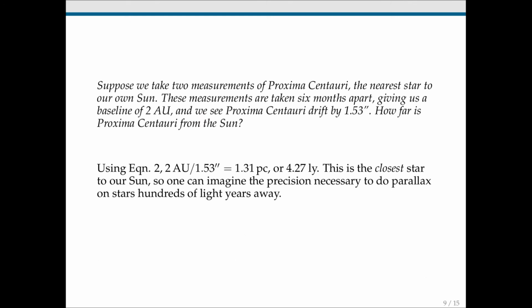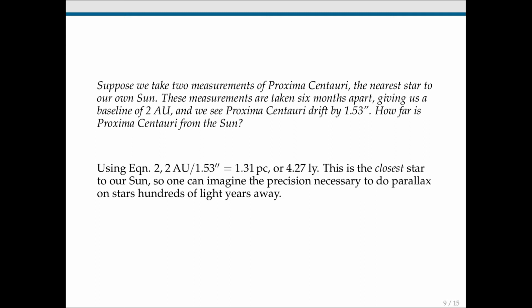Suppose we take 2 measurements of Proxima Centauri, the nearest star to our own sun. These measurements are taken 6 months apart, giving us a baseline of 2 AU, and we see Proxima Centauri drift by 1.53 arcseconds. How far is Proxima Centauri from the sun? Well, if we use equation 2 from the previous slide, 2 astronomical units divided by 1.53 arcseconds is equal to 1.31 parsecs, or 4.27 light years.